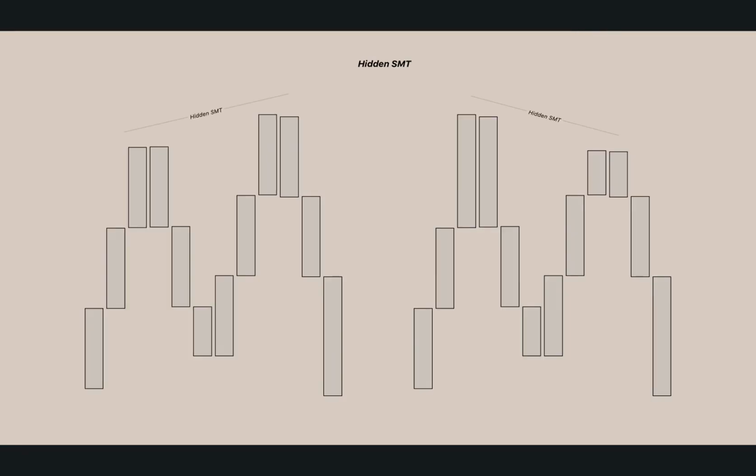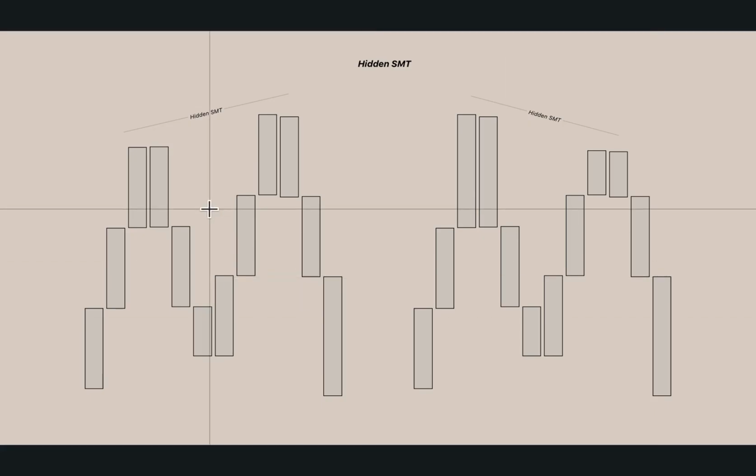And so there are three main types of SMTs that I will personally pay attention to. The first kind of SMT that I'll be talking about is the hidden SMT. The reason it's called a hidden SMT is because it is an SMT between candle bodies. And this is something that not a lot of people are able to spot, because otherwise, when the wicks are present, they would not be paying attention to this.